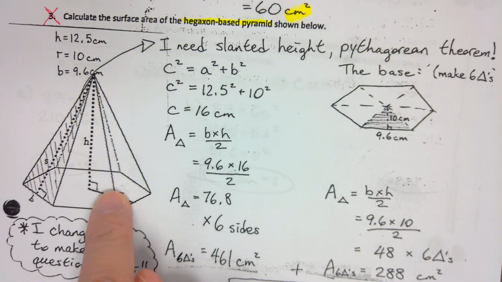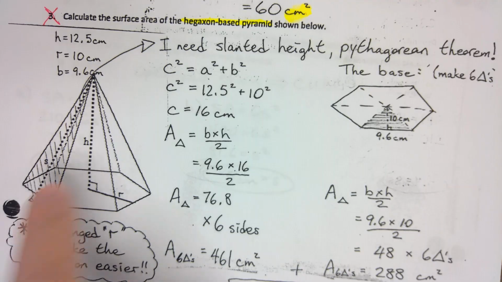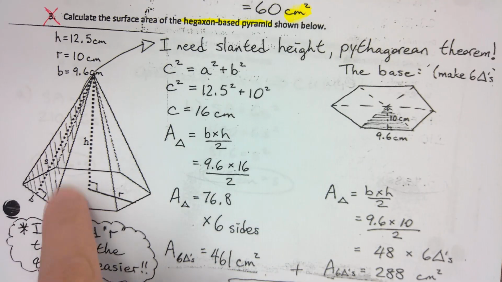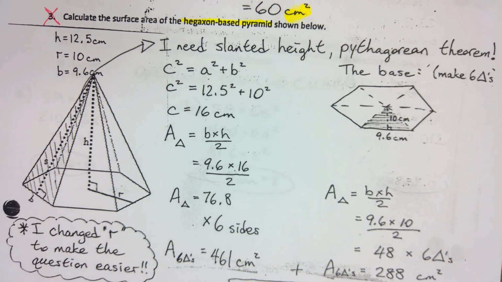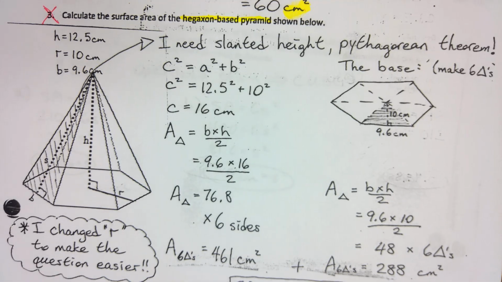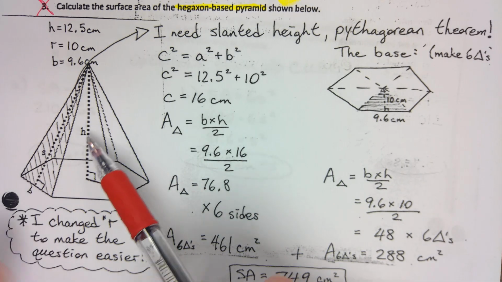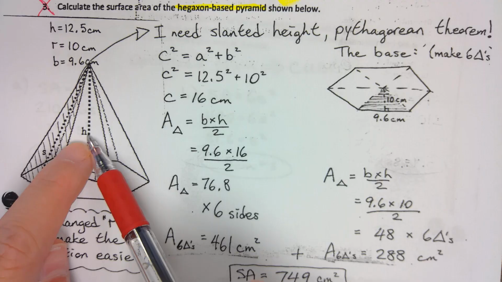Similarly, with this one, if I open it up as a net, I can find the area of one face and then multiply it by 6, and I'll get the area of all the sides. So for these types of questions, just break it up into shapes that you know and are easy to calculate, like the triangle.